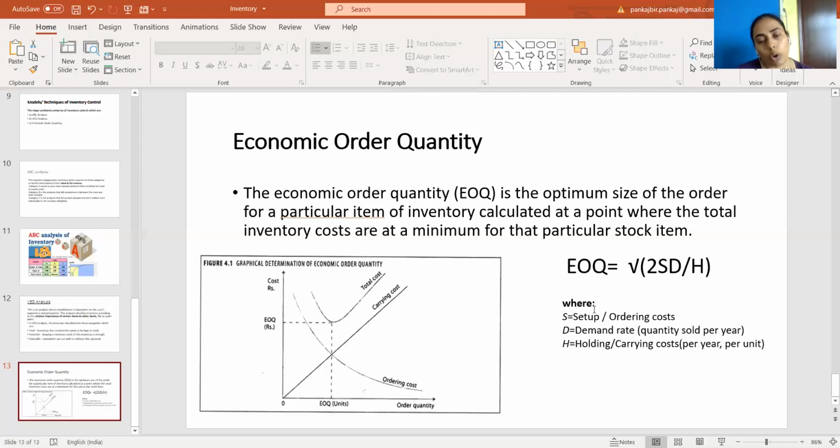So you can also calculate it with the help of a formula. It is square root of 2SD divided by H, where S stands for setup cost or the ordering cost, D stands for quantity in demand or the order quantity, and H stands for holding cost or carrying cost. So with the help of this formula, we can calculate how much quantity to order for a particular inventory at the time of refilling or replenishing the stocks.